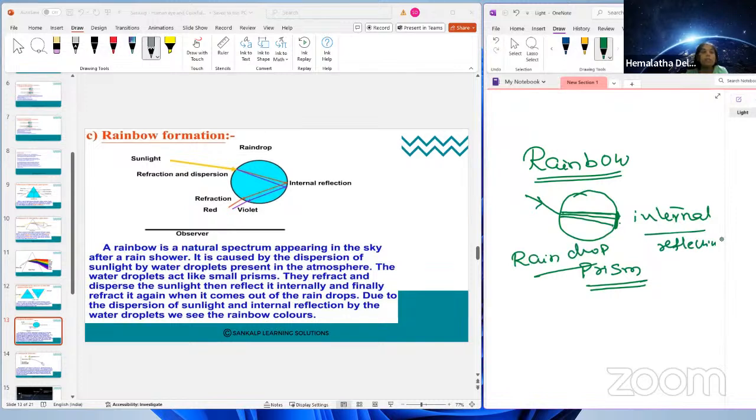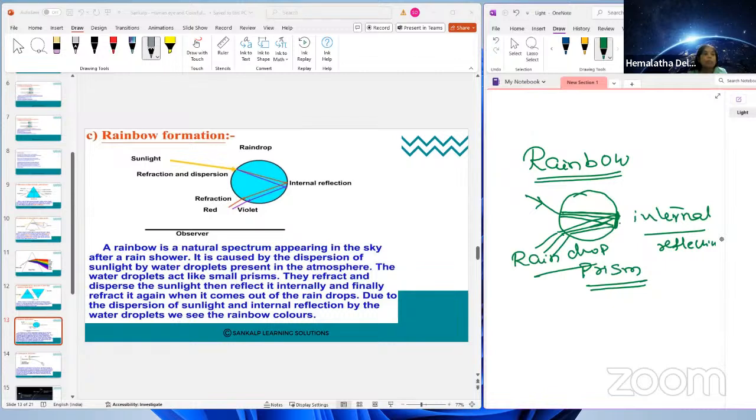If reflection takes place, what happens? It is reflected with all the constituent colors, like this only, and emerges out of the prism. Sorry, emerges out of the rainbow, making a beautiful picture of the rainbow, which has a spectrum of 7 colors.